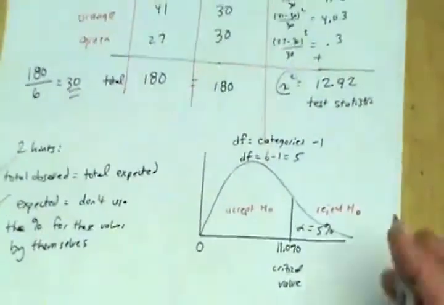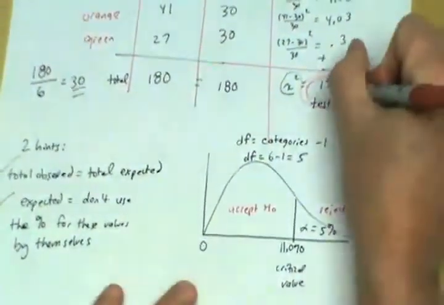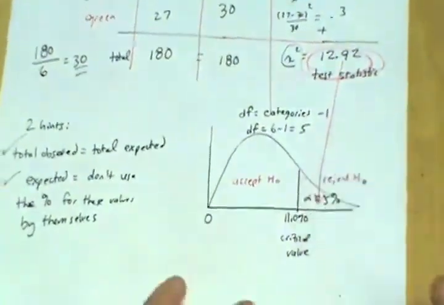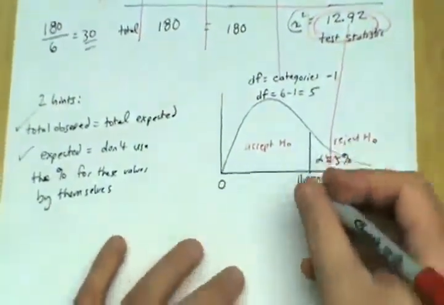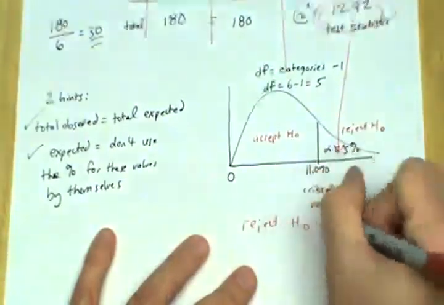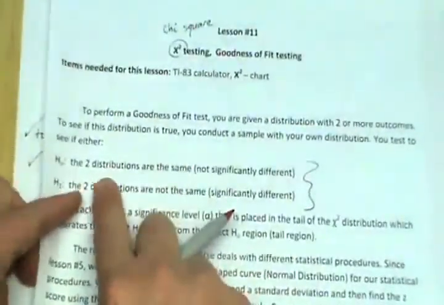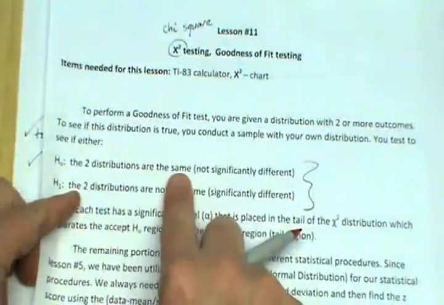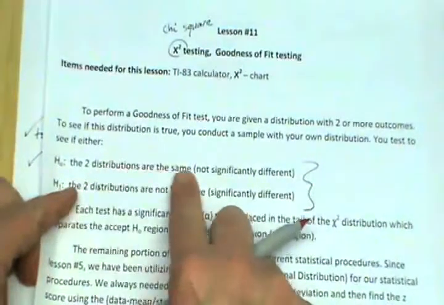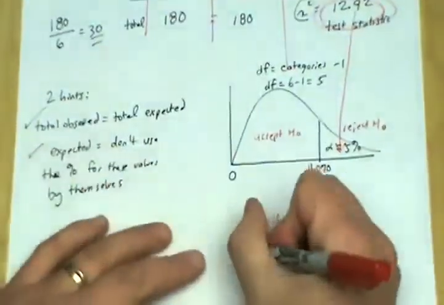So there we go. Where does our 12.92 lie? It actually lies to the right of 11.07. That gets you in the tail. The tail is reject H0. And so for this one, if I go back to the previous notes we just wrote, H0 said the two distributions are the same. We're going to reject that, so we're going to accept H1, which is the two distributions are not the same.